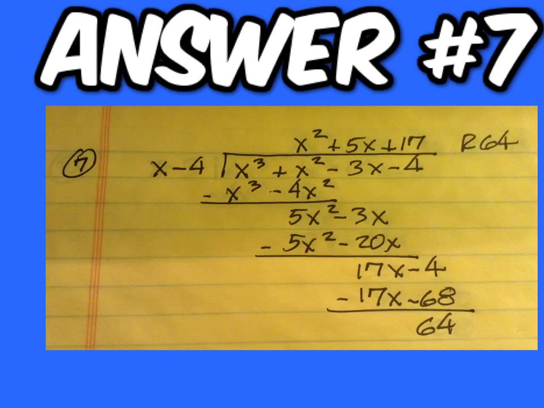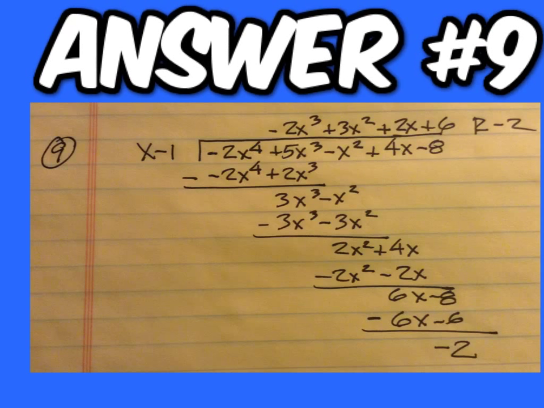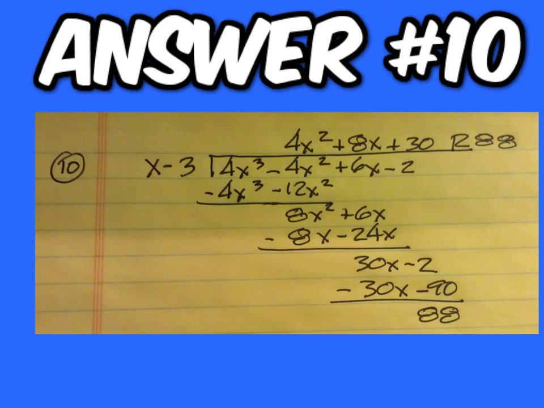And 7 is x squared plus 5x plus 17, remainder 64. Number 8 is 6x minus 6, remainder 9. 9 is negative 2x to the third plus 3x squared plus 2x plus 6, remainder negative 2. 10 is 4x squared plus 8x plus 30, remainder 88.